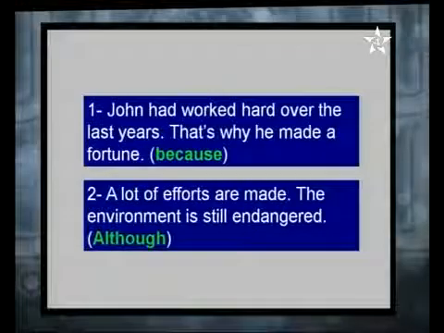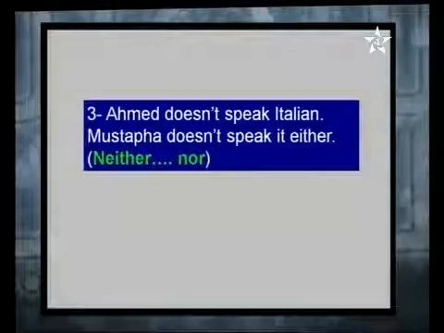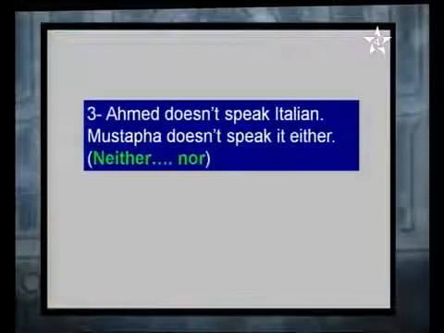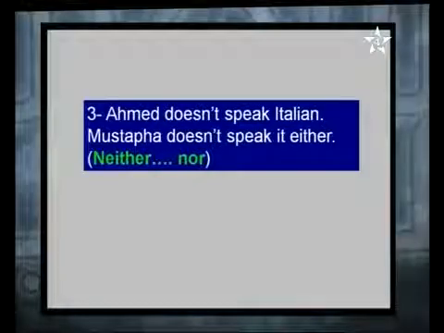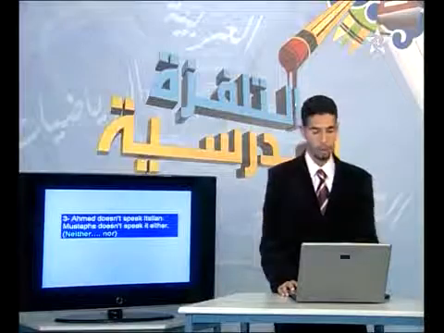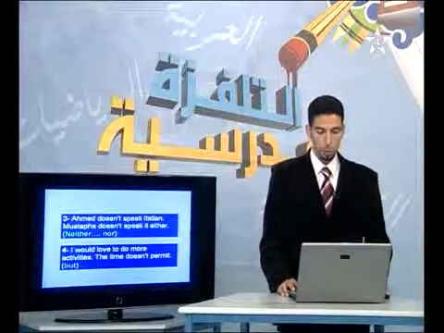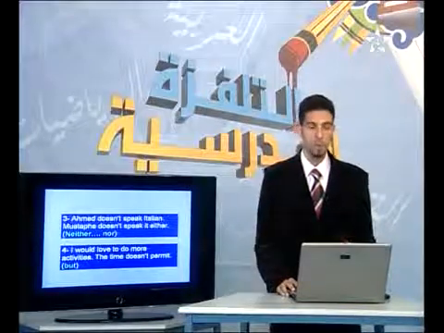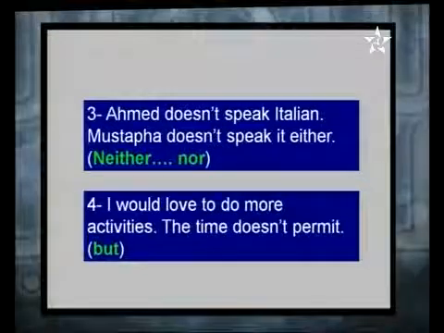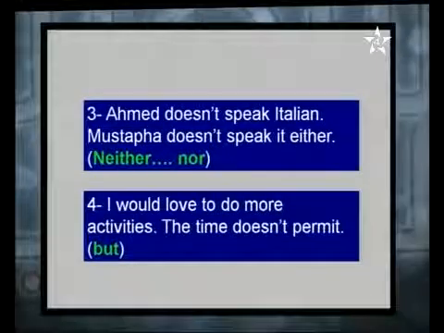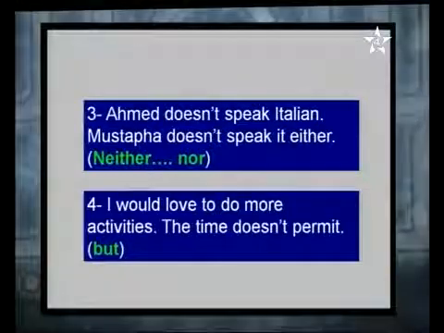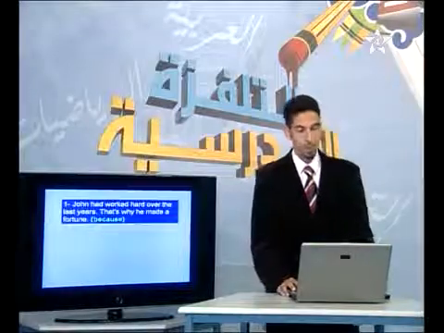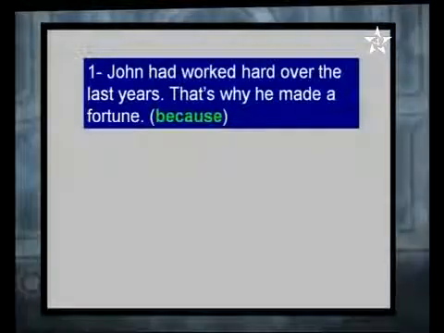We have although, a concession linking word. 3. Ahmed doesn't speak Italian. Mustafa doesn't speak it either. Doesn't speak Italian either. So we gotta use neither nor. Right? Fourth sentence, I would love to do more activities with you today, but the time doesn't permit. Sorry, the time doesn't permit. But those attentive students would have got the right answer just from the slip of my tongue. Just right now. Correction. Number 1, John had worked hard over the last years.